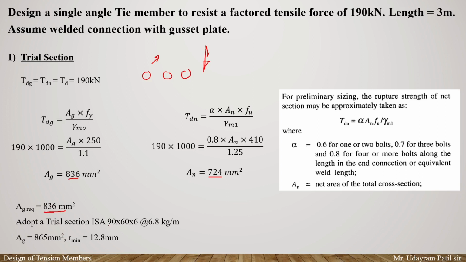So here adopting our required AG required was 836 mm square. Therefore adopting the trial section of 90 by 60 by 6 mm for which the AG is equal to 865 mm square and r minimum equals to 12.8 mm. So obviously 836 required है और हम provide कर रहे हैं 865, so it will be okay.